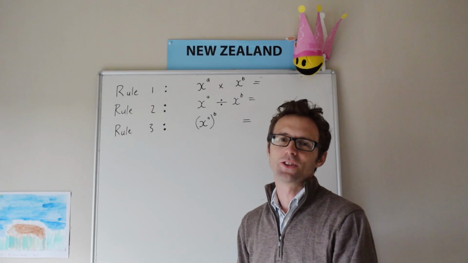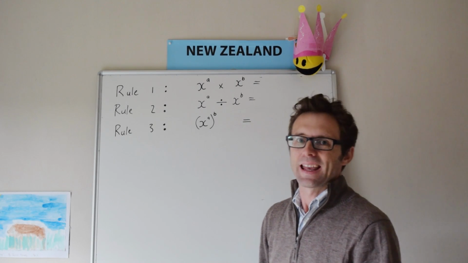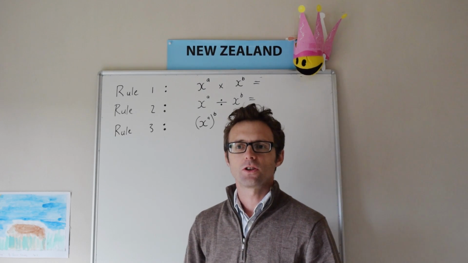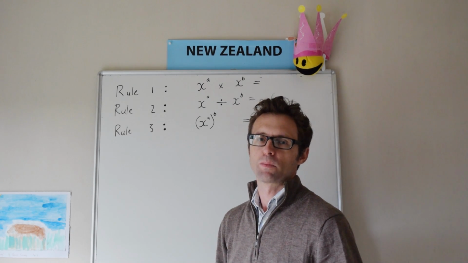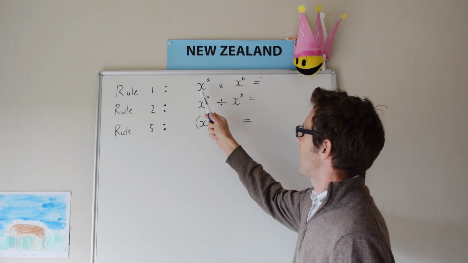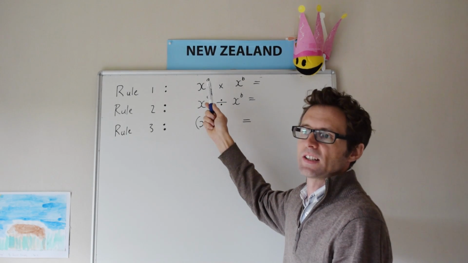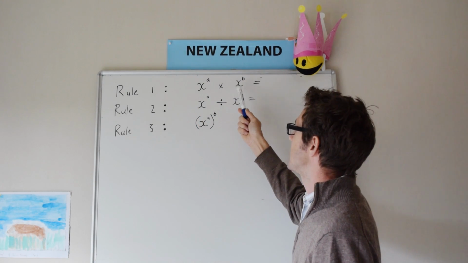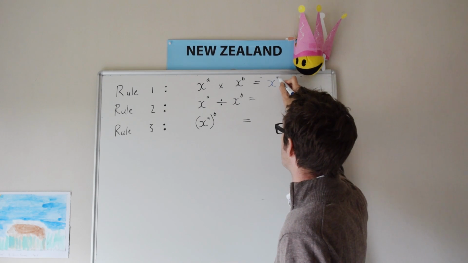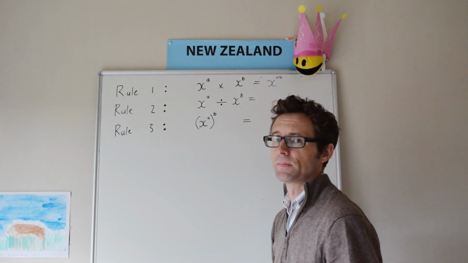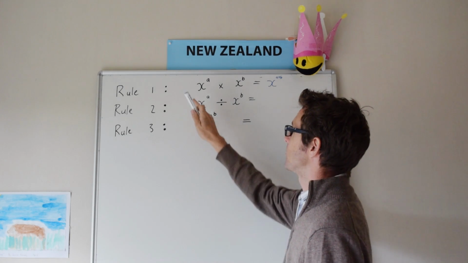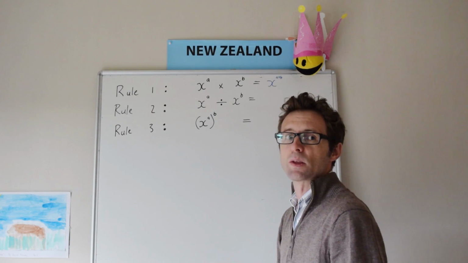Welcome IGCSE students. We're working on our power rules, or our index rules, today, and I just wanted to refresh you with the three rules that we learned probably back in year 9. First of all, rule 1: when we have x to the power of a and we multiply it by x to the power of b, we get x to the power of whatever a and b sum to, a plus b. So the first rule is, when multiplying powers with the same base, you add the powers.